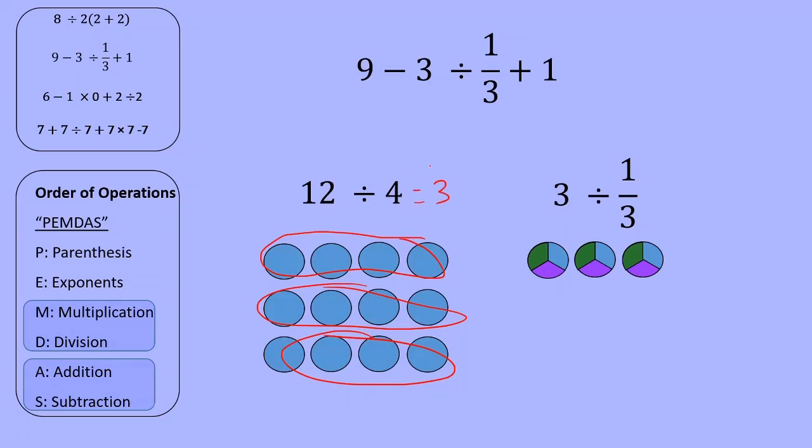So same problem over here. How many 1/3s are there in 3? Well, there's 1, 2, 3, 4, 5, 6, 7, 8, 9. So there's 9 1/3s in 3. So 3 divided by 1/3 is another way to visually show that that gets us 9.